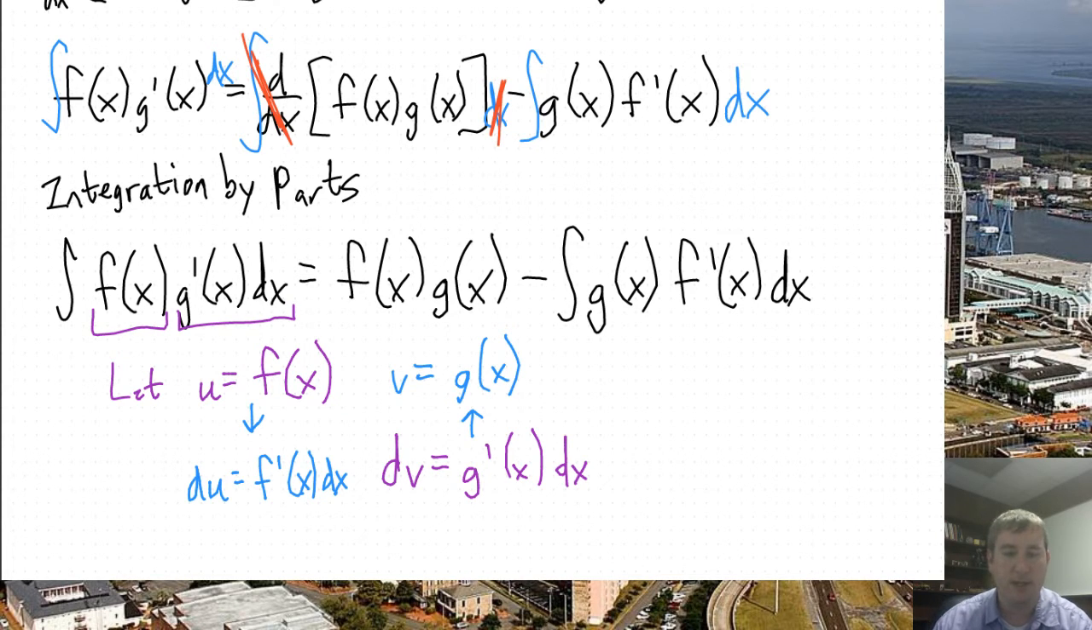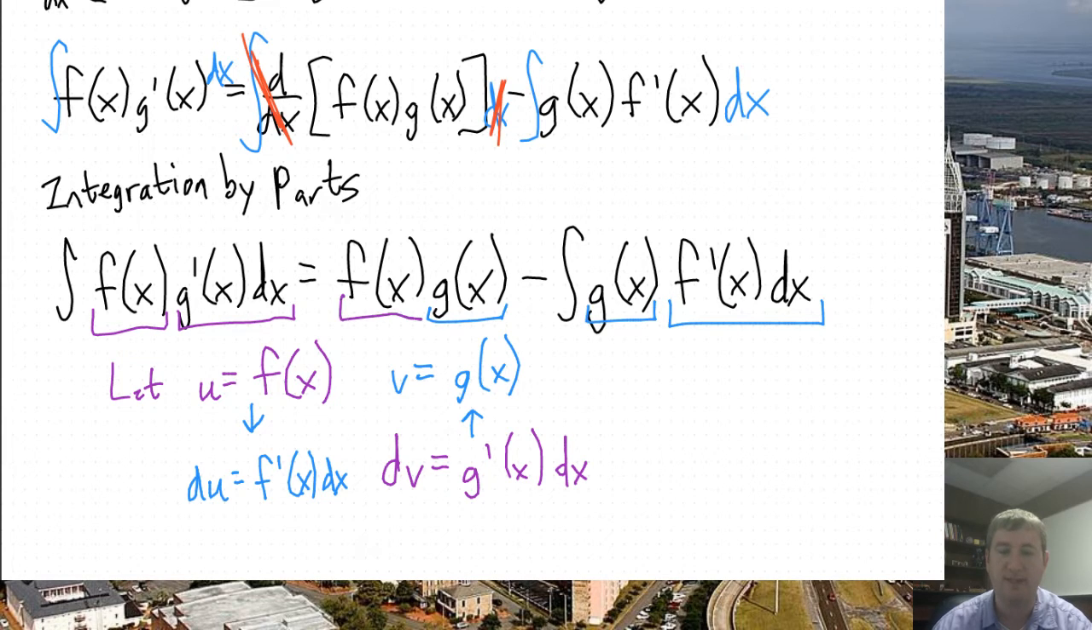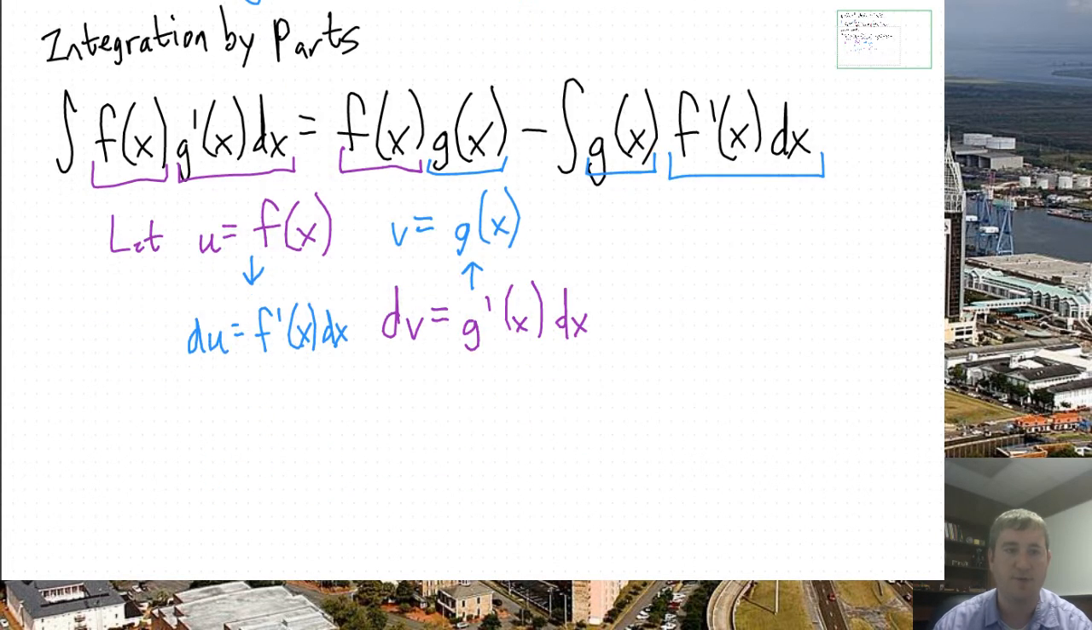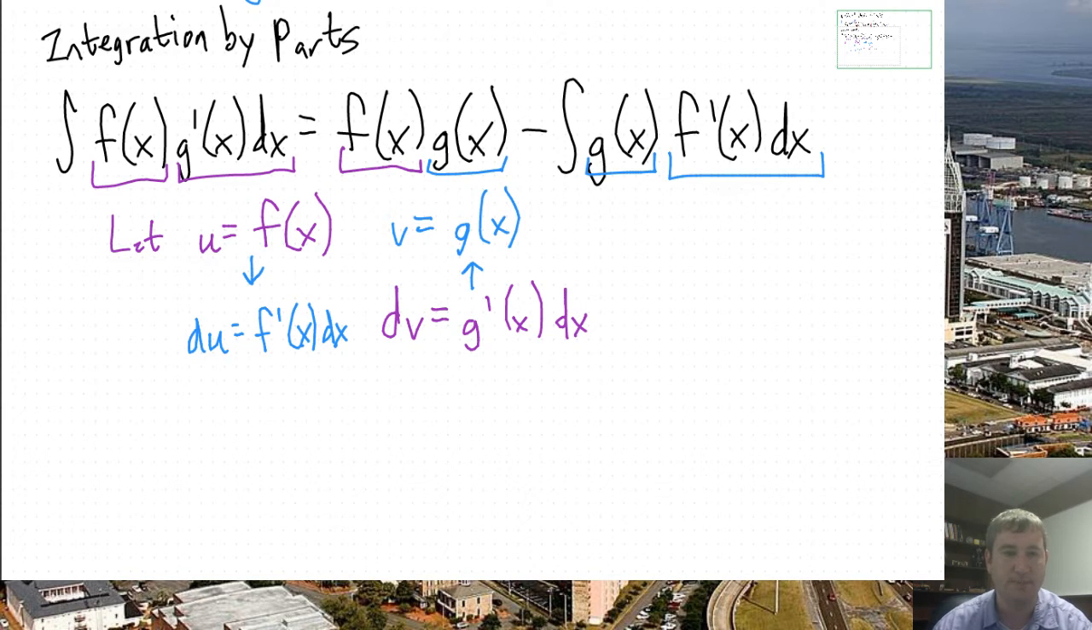So notice that here in the rest of the formula, I have a g of x, a g of x, and an f prime of x dx. But I also have the f of x here. So I can make all those substitutions and get a shorter version of the integration by parts formula.